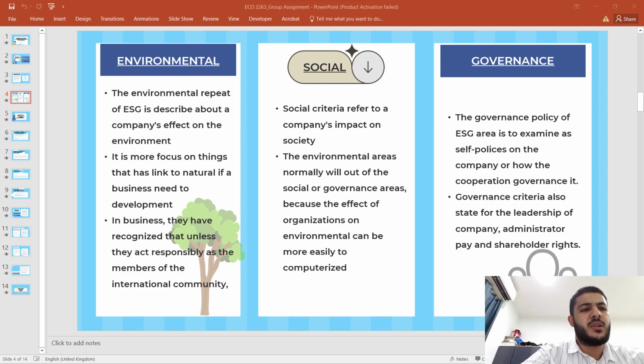And the second part is about the governance. ESG governance policies examine how the corporation governs itself. Governance is more complicated and confusing than environmental and social issues. Governance includes firm leadership, administrator pay, and shareholder rights. In ESG, investors and firms can be analyzed.